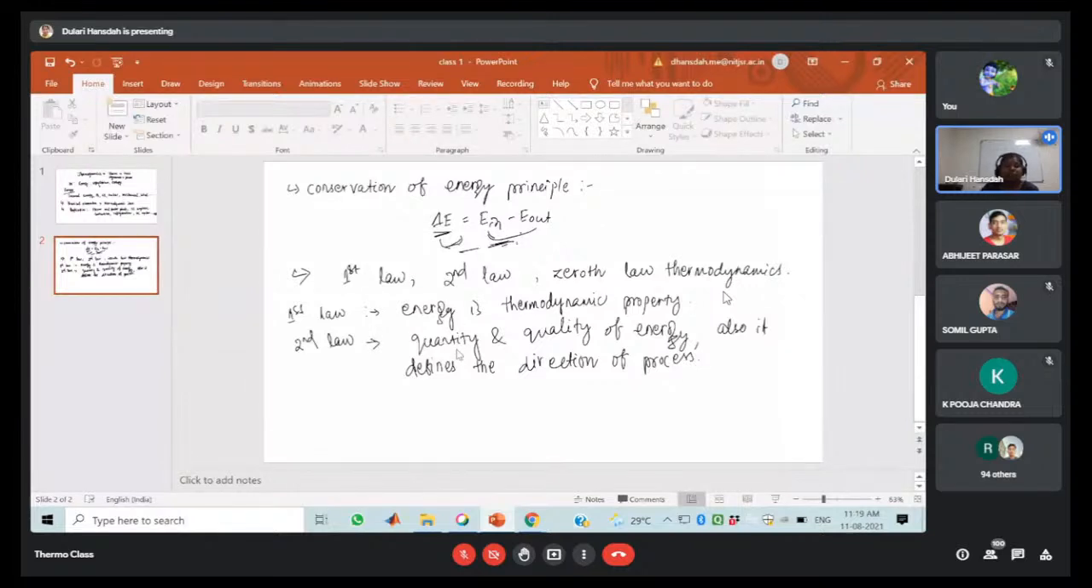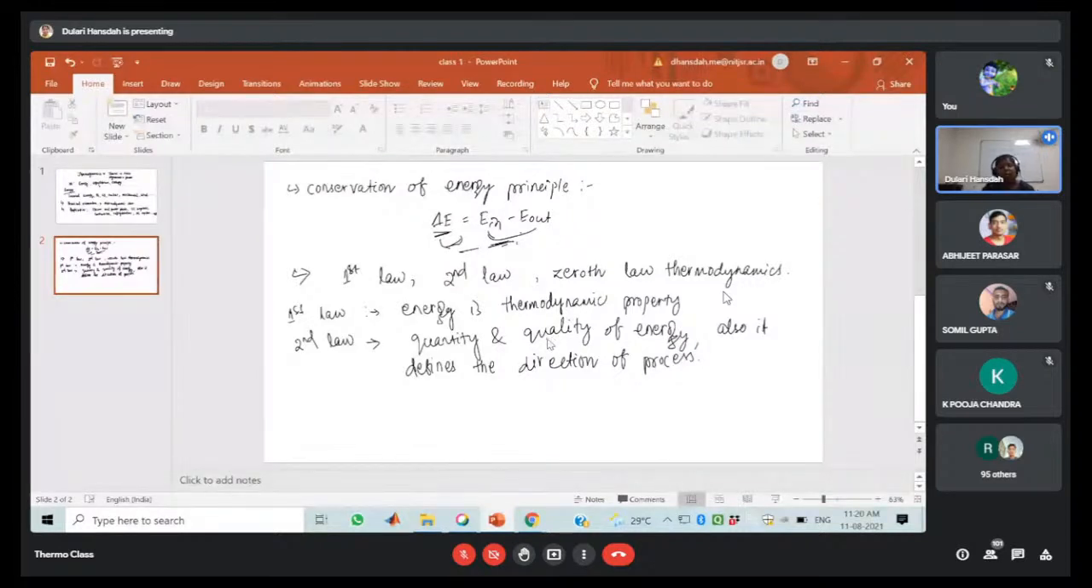So what is the meaning of it? You can see that this is the first law. So it will define the conservation of energy principle. That means in this case, what is the quantity of energy going in and out will be described. Also here we will find a new term, that is the internal energy, which is the thermodynamic property of the system. Okay, but in case of the second law, not only the energy will be quantified here, we can also know the quality of the energy.